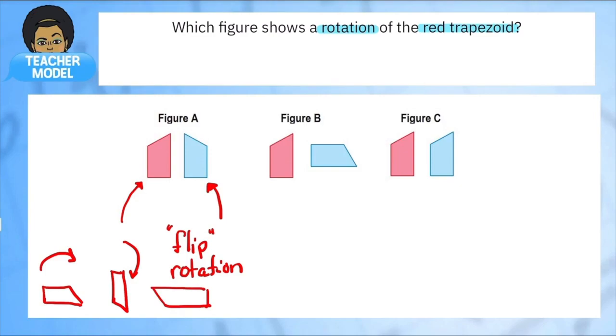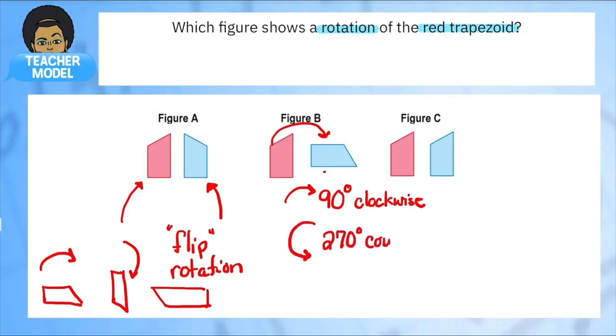How about with B? Could you spin it to get to this figure? Yeah, you can flip it one time over. If I did 90 degrees clockwise, so if I spun it to the right one time, 90 degrees, I can get that image. Or I could actually do it counterclockwise, 270 degrees. That image will show.